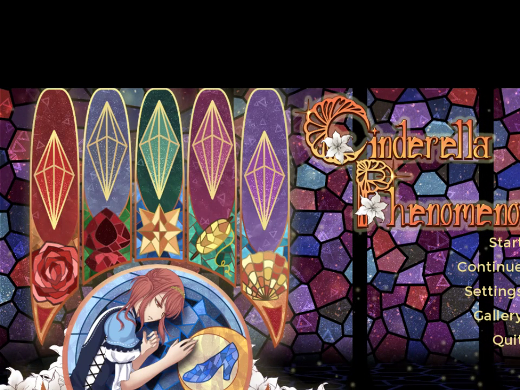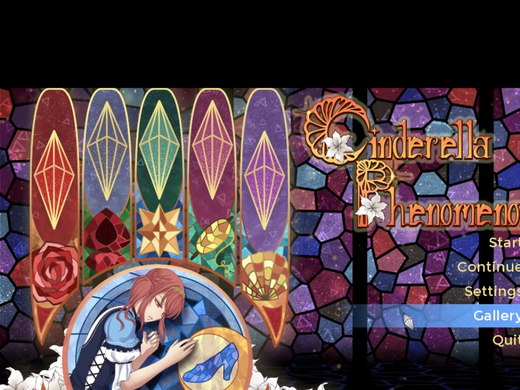Alright, so this is... Welcome to Cinderella Phenomenon. This game was recommended to me on Steam, and it looked pretty interesting. The art looked pretty nice, and it was free. So I figured... might as well give this game a try. It seemed to have pretty good reviews. I think it actually had like overwhelmingly positive reviews.